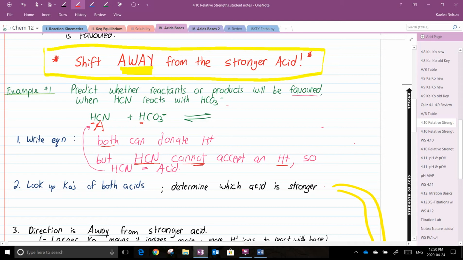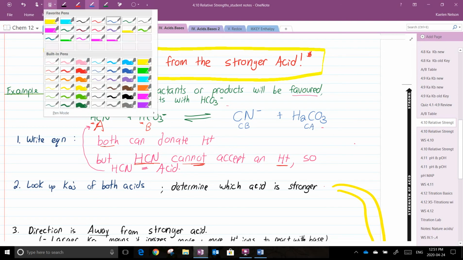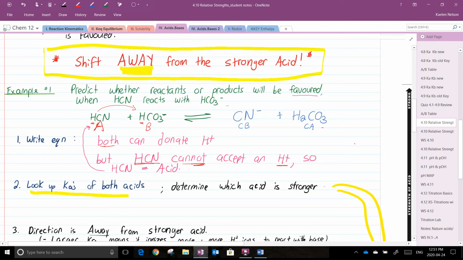So if it can't accept an H, it's going to definitely act as the acid, which would make HCO3 minus my base in this case. I'll complete my equation by donating my proton. CN minus will be my conjugate base. H2CO3 will be my conjugate acid, and that should not have a minus sign. There we go. So then our next step is to look up the Ka of both acids.